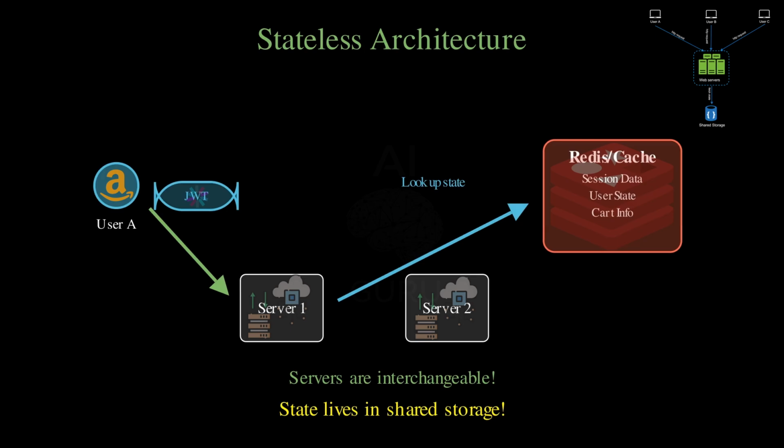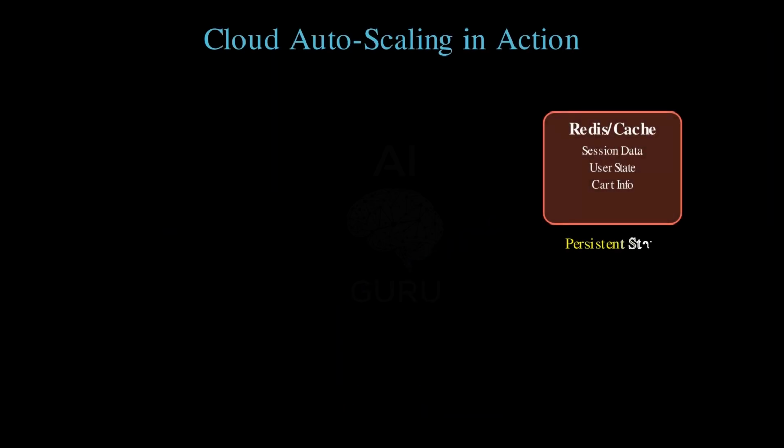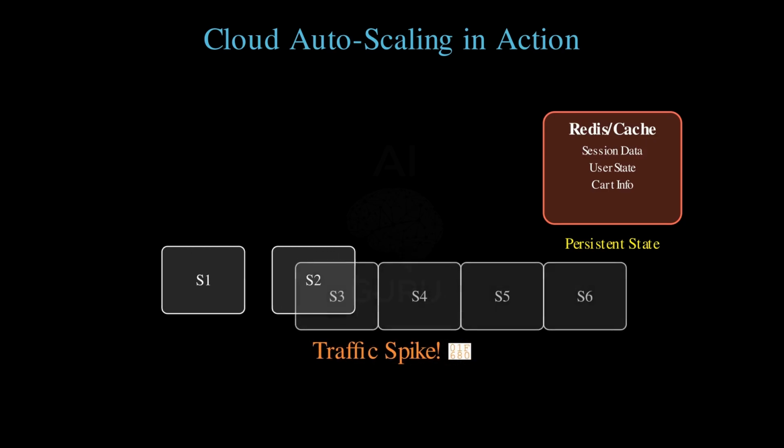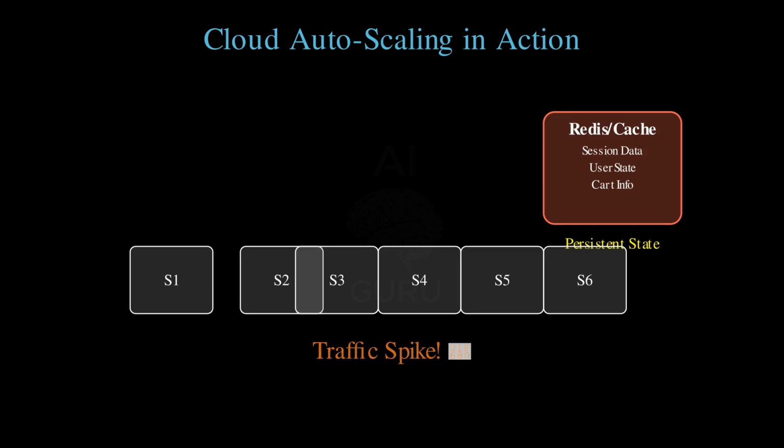The user presents a token like a cookie or a JWT with their request. And the web server uses that token to look up the necessary state data in the shared store. The web servers are now completely interchangeable, disposable units. This unlocks the true potential of the cloud. It does. It enables horizontal growth without any complexity.